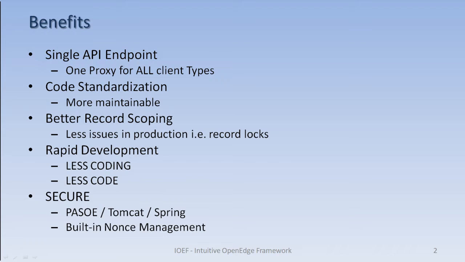Some of the great things about this framework, which hopefully I will be able to illustrate clearly, is the code standardization, better record scoping, no record block issues in production. All that stuff is done through the dataset handling. It really lends itself to rapid development because a lot of the redundant coding is managed for you by the framework. I've seen rewrites reduce the code as much as 70%.